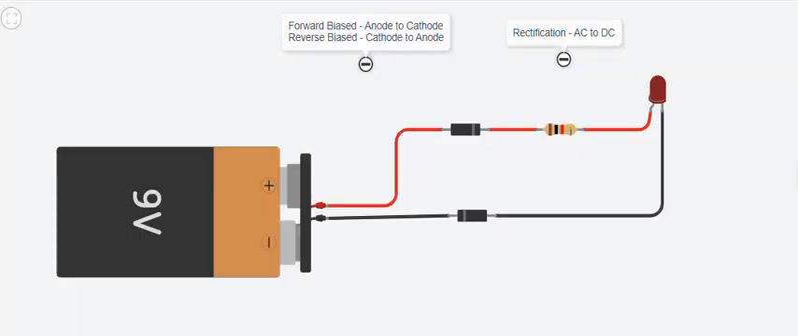When dealing with diodes, there is a concept called voltage drop. Voltage drop is actually the amount of voltage that is reduced by that element or component.